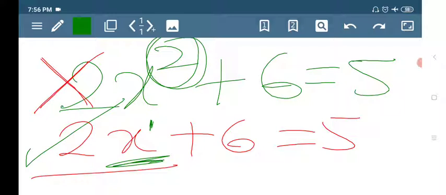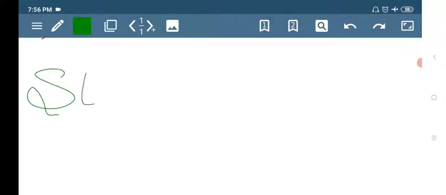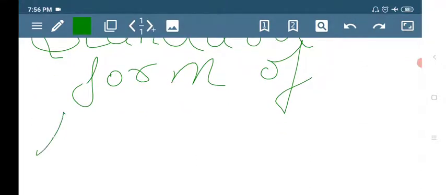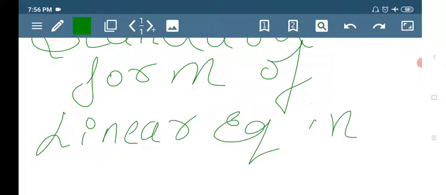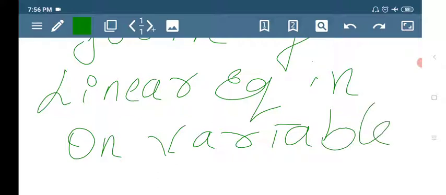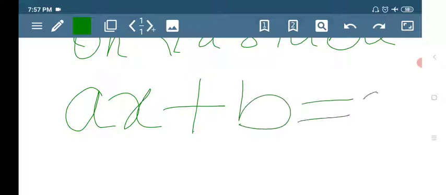So combining all this together, we come to a conclusion that the standard form of a linear equation in one variable is ax plus b is equal to 0. This is the standard form of a linear equation in one variable.